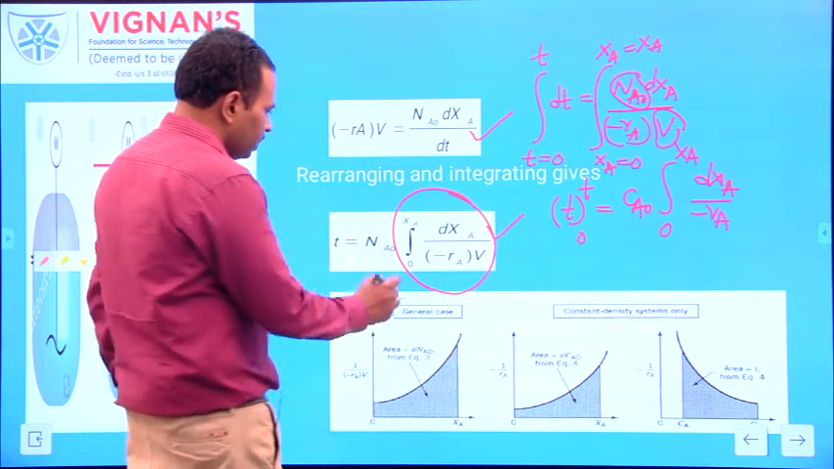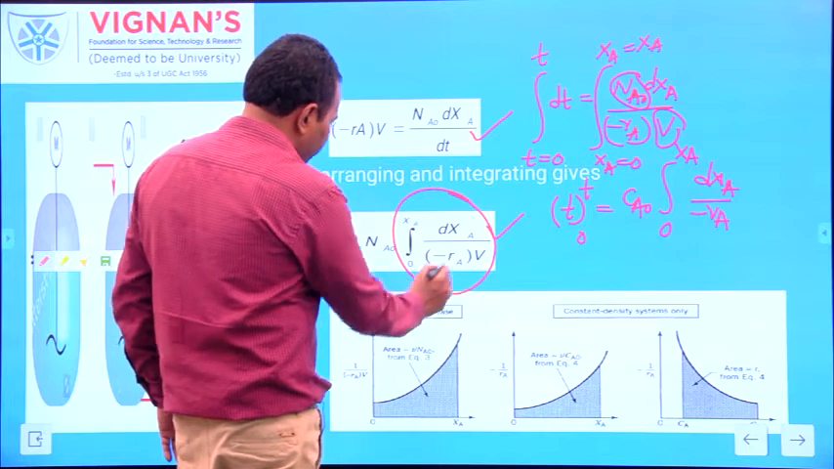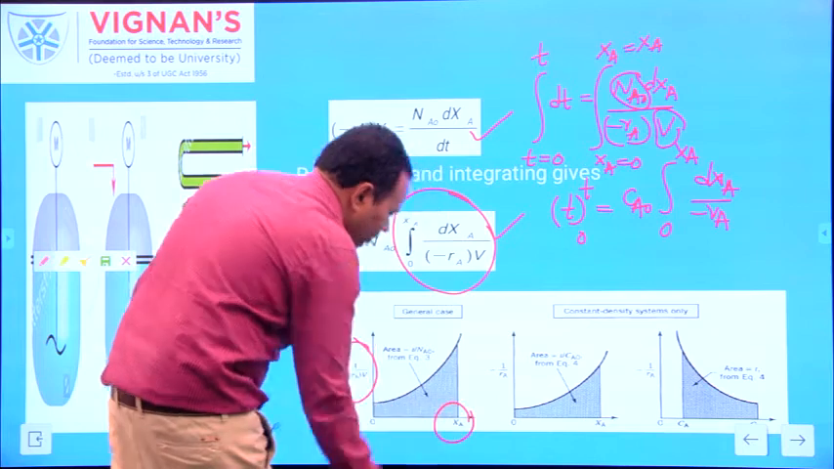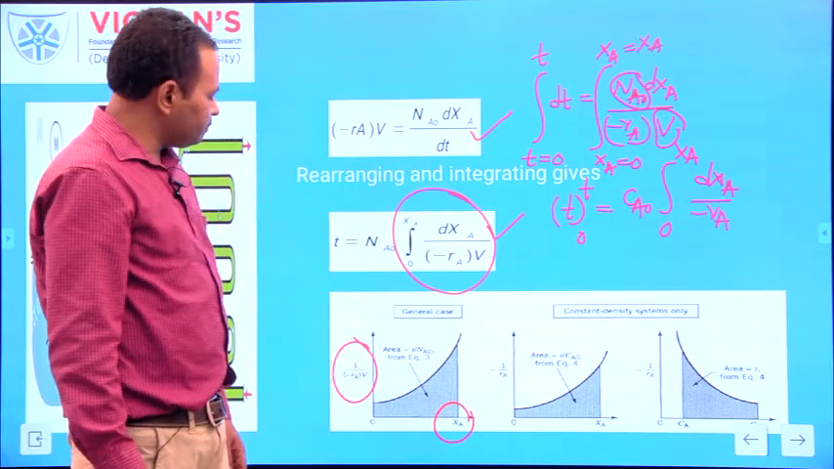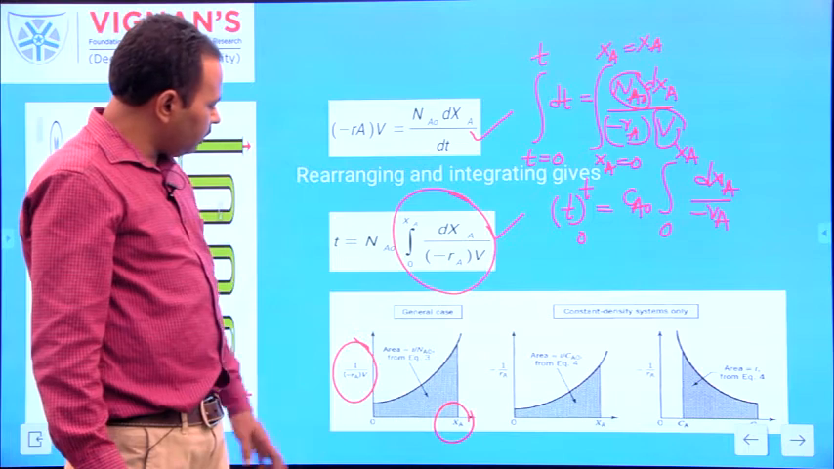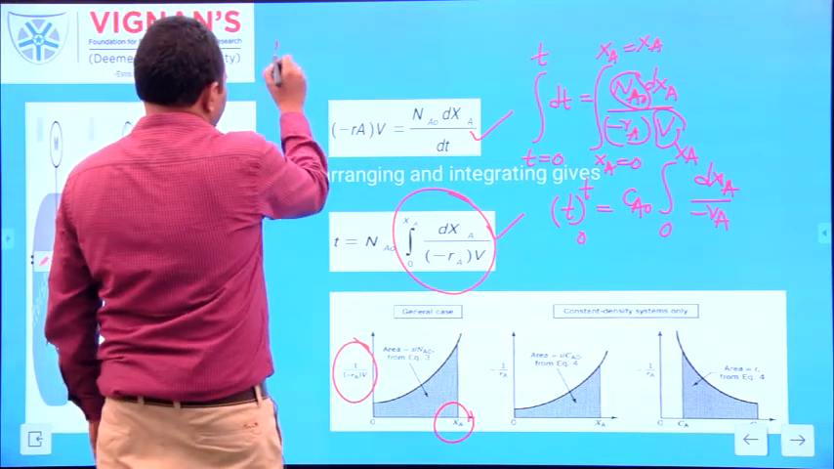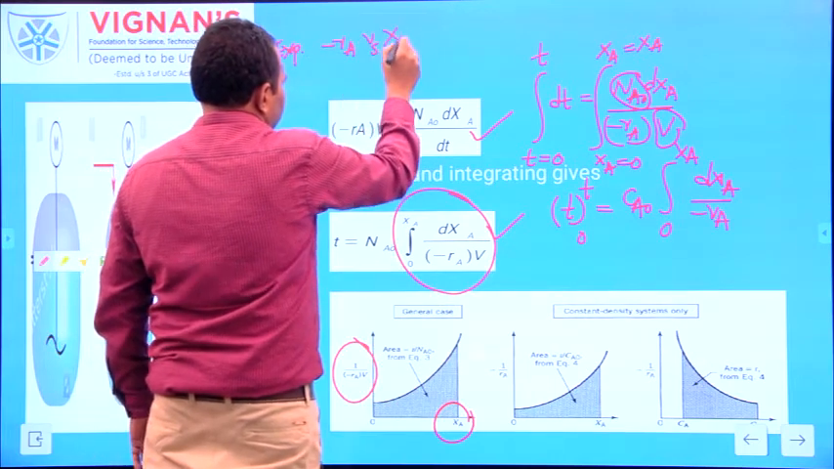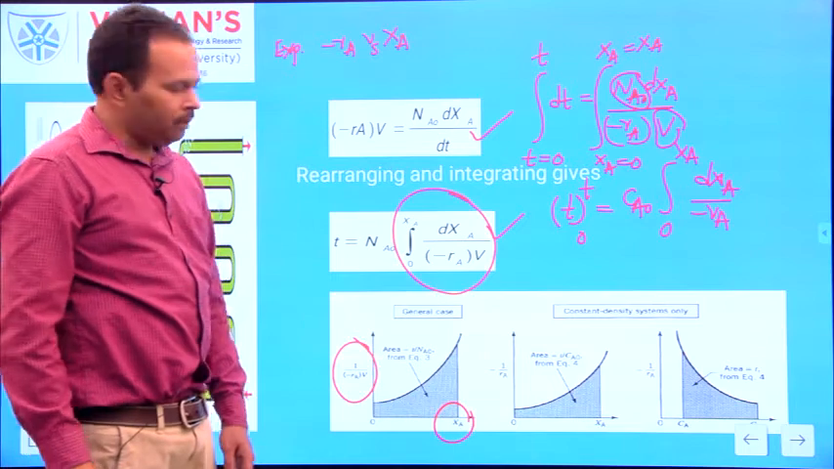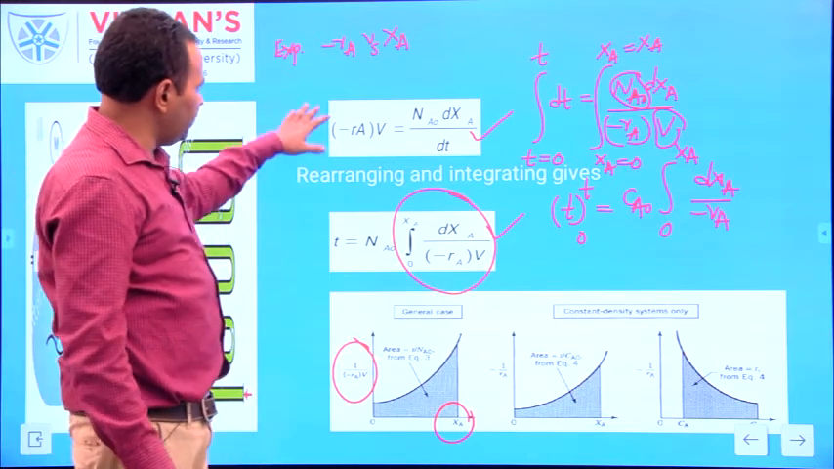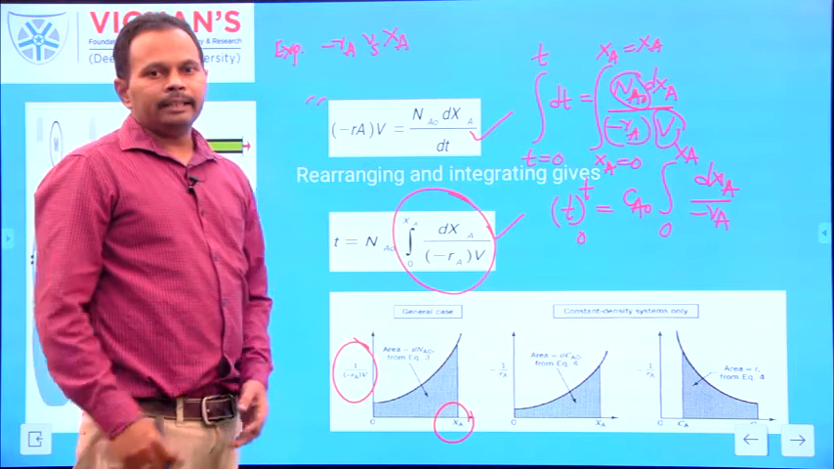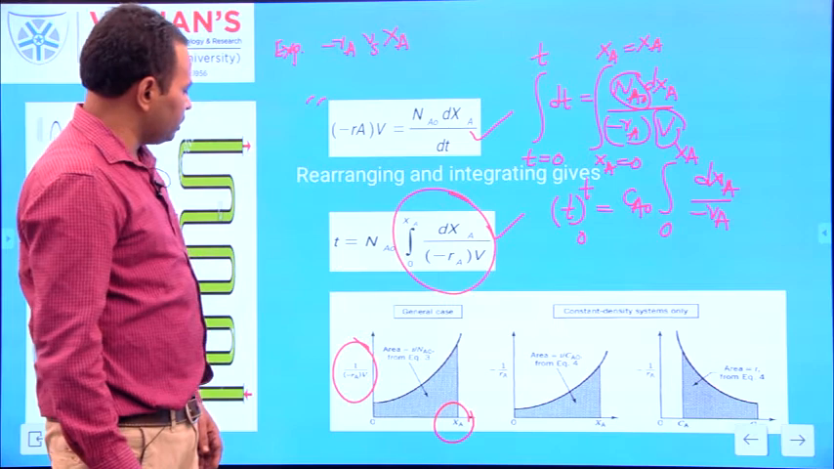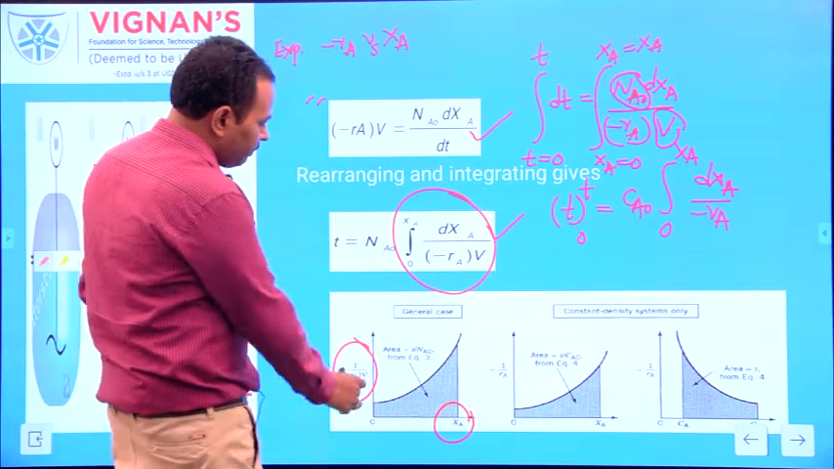So for this one, take 1 by minus Ra on the y-axis and take the conversion on the x-axis. To plot this graph, we should have my experimental data of minus Ra versus Xa. If you have this data, then only you can get the different points. That means as the reaction proceeds, the concentration of the reactant decreases and the rate of reaction varies. When the rate of reaction varies, automatically we have the variation in conversion. Once you have the experimental data, with this you can plot the graph.